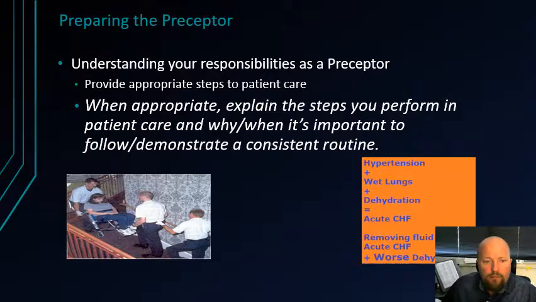So again, providing appropriate steps to patient care. When appropriate, explain the steps you perform in patient care and why and when it's important to follow and demonstrate this consistent routine. What we mean by that is, in this little example, if a patient has hypertension and wet lungs and dehydration, then it could mean the patient has acute congestive heart failure. And basically, what do we need to do?